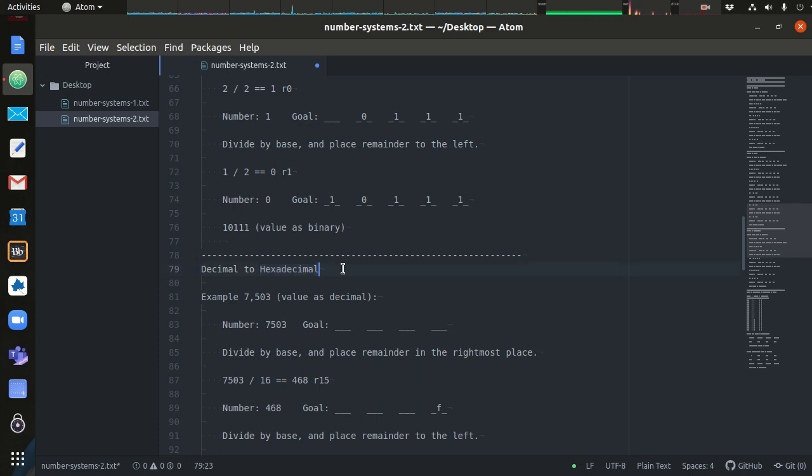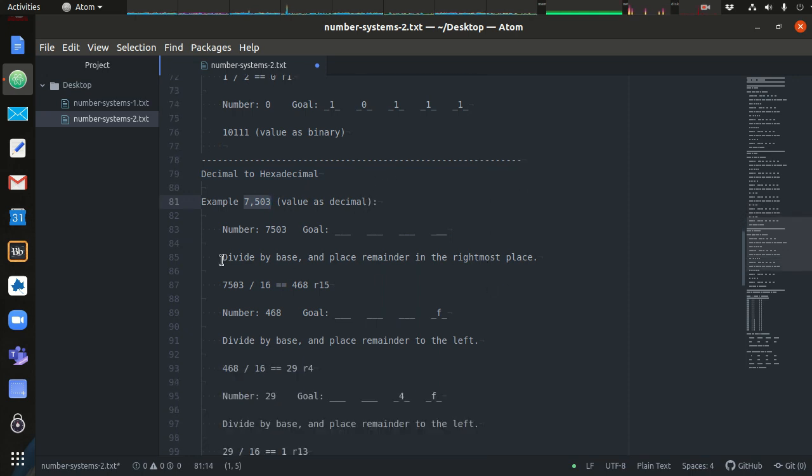Right? So here's our example: 7,503. That's the value as a decimal number, and we're going to convert that to hexadecimal. Okay, so it's the same system. We start with our number, 7503. We have a goal. We have some number of digits. Divide by the base and place the remainder in the rightmost place. Right. So 7,503 divided by 16. Get your calculator out, and that's 468 with 15 left over.